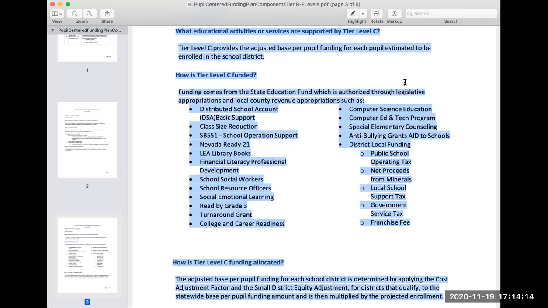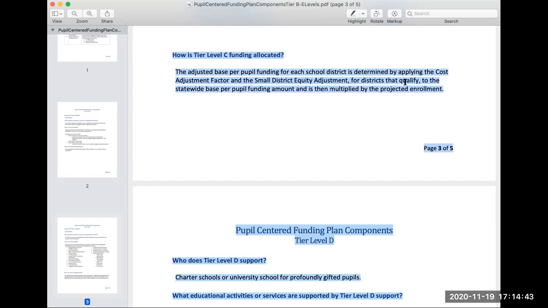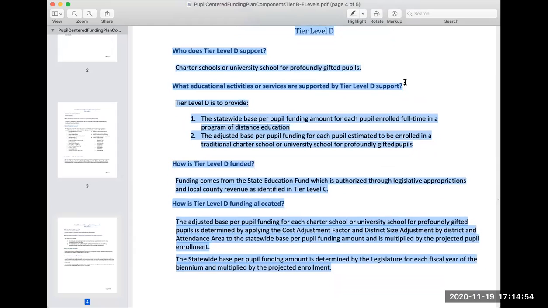How is Tier Level 100 funding allocated? Computer Science Education, Computer Ed and Tech Program, Special Elementary Counseling, Anti-Bullying Grants, Aid to Schools, District Local Funding, Public School Operating Tax, Net Proceeds from Minerals, Local School Support Tax, Government Services Tax, Franchise Fee. The adjusted base per pupil funding for each school district is determined by applying the cost adjustment factor and the small district equity adjustment for districts that qualify to the statewide base per pupil funding amount, and is then multiplied by the projected enrollment. Page 3 of 5.